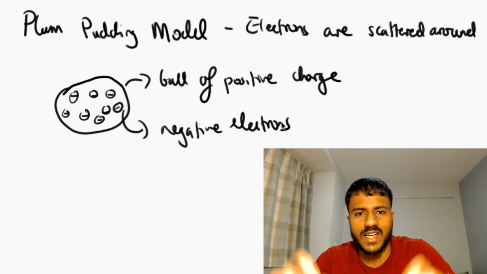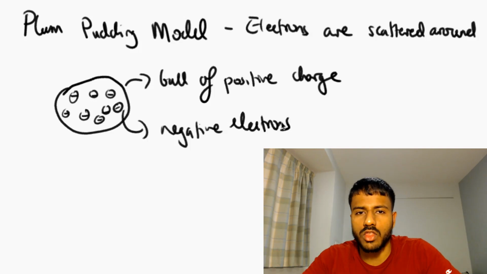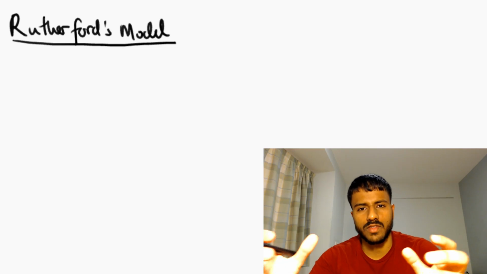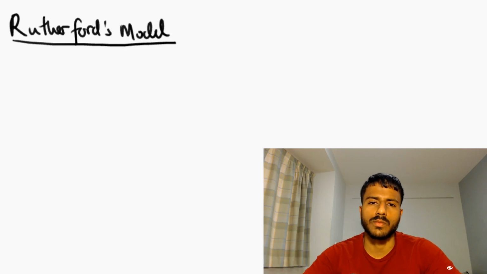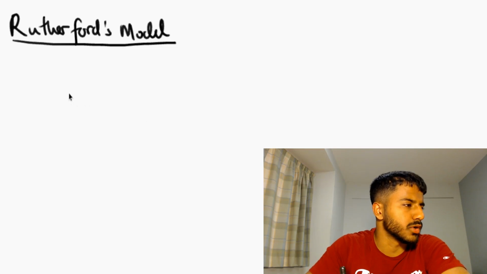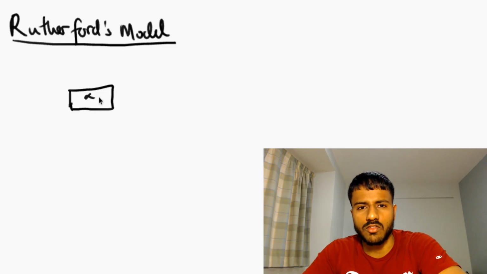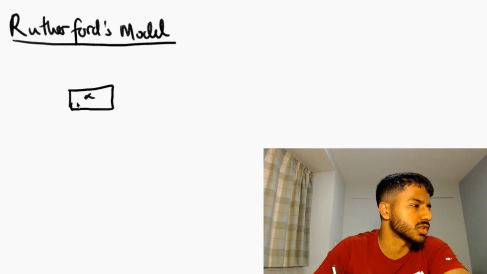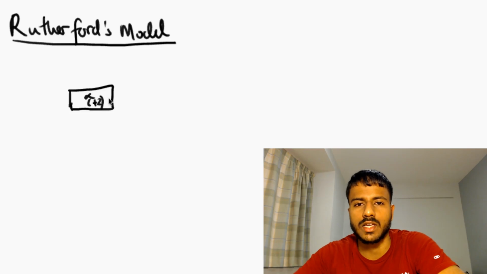But this model was later replaced by Rutherford's model of the atom. And Rutherford proposed his model of the atom based on an experiment that he designed and performed. So what he did was he had a bunch of alpha particles, and Rutherford had a lot of experience working with alpha particles, so he knew these particles very, very well. And alpha particles have a charge of +2, as they are basically a helium nucleus.